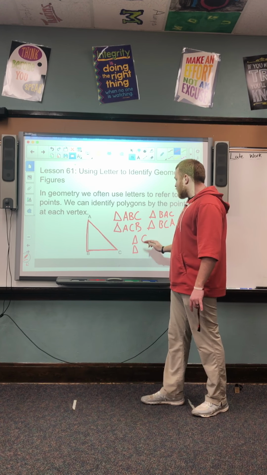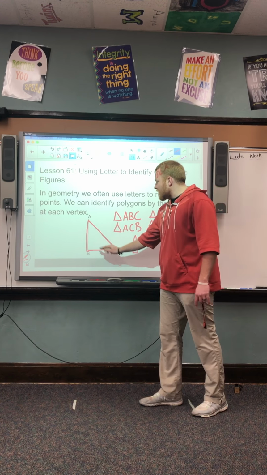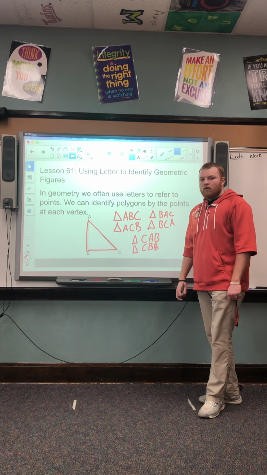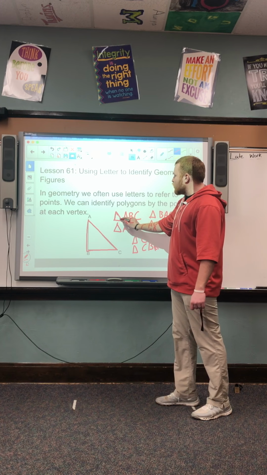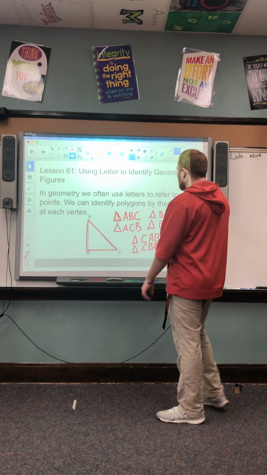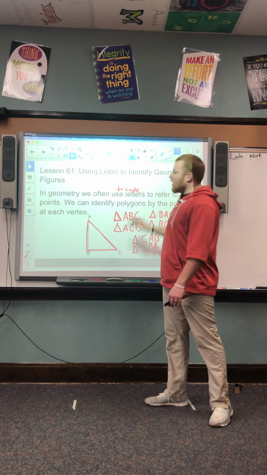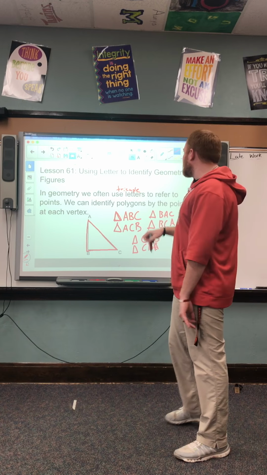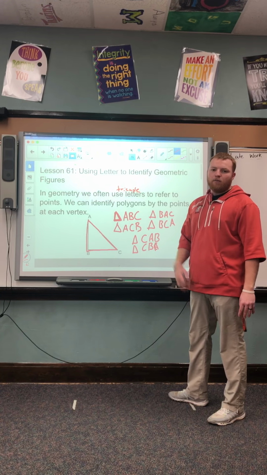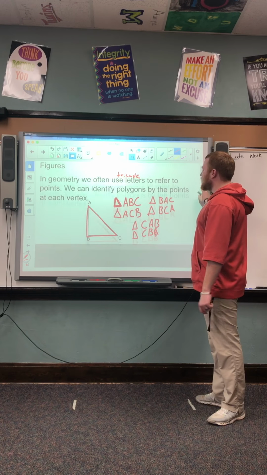Another way we could classify this triangle, there are two more ways. We could start with C, the vertex at C. We could go CAB, or we could go CBA. Now, notice how I drew a triangle at the beginning. That classifies it as a triangle. Instead of writing out the word triangle, and I know how you guys are all about the abbreviations, this is your abbreviation for triangle when you're dealing with vertices and different points to classify a triangle. We don't just write out triangle, we put the symbol instead.